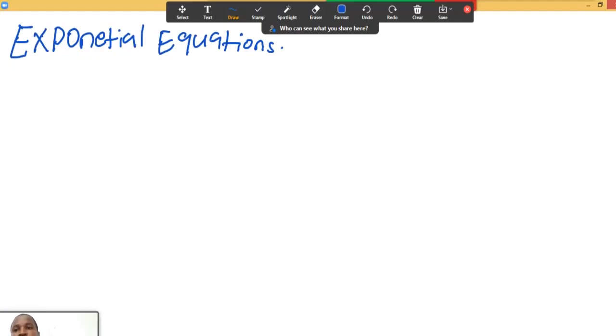Hi guys, today we're looking at exponential equations. This is most applicable most of the time when we're solving for x or when we're solving for a particular value. So let's look at this first example here.